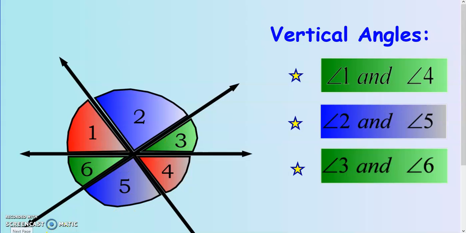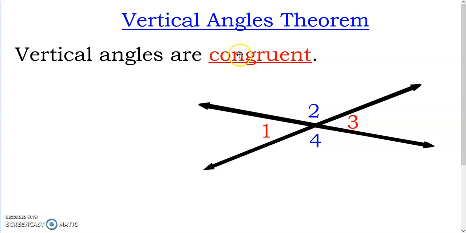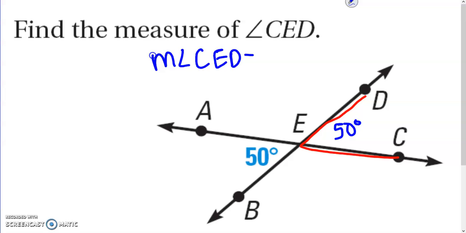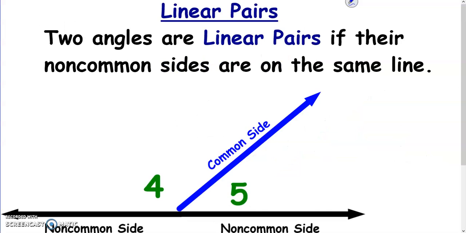Now, we know that vertical angles are congruent. Their measures are the same. So angle 2 and angle 4 have the same measure, and angle 1 and angle 3 have the same measure. So for example, the measure of angle CED, so that's this angle, well, if this angle AEB is 50 degrees, that means that the measure of angle CED is 50 degrees, because these are vertical angles, and here's the two intersecting lines that form the vertical angles.